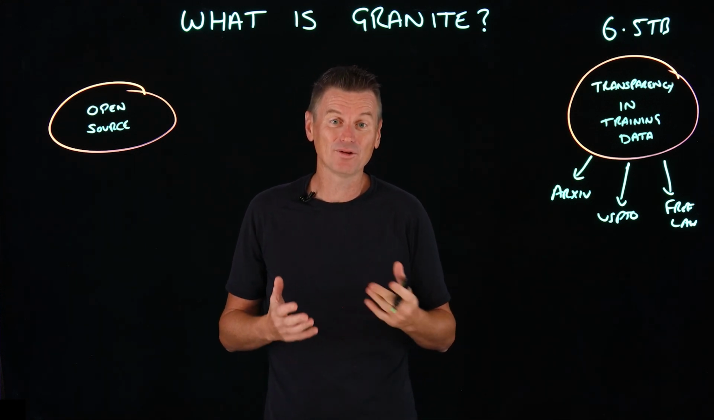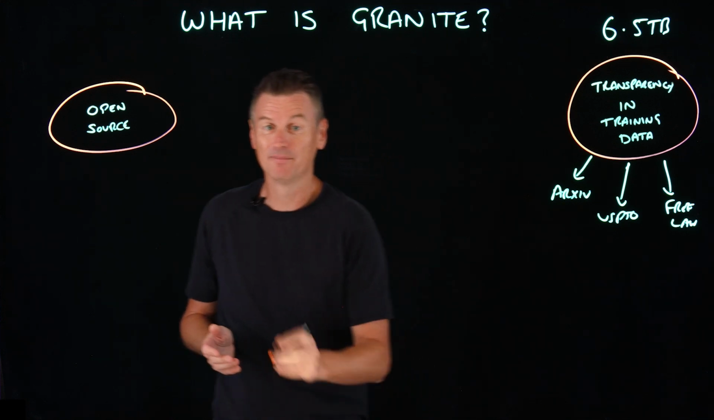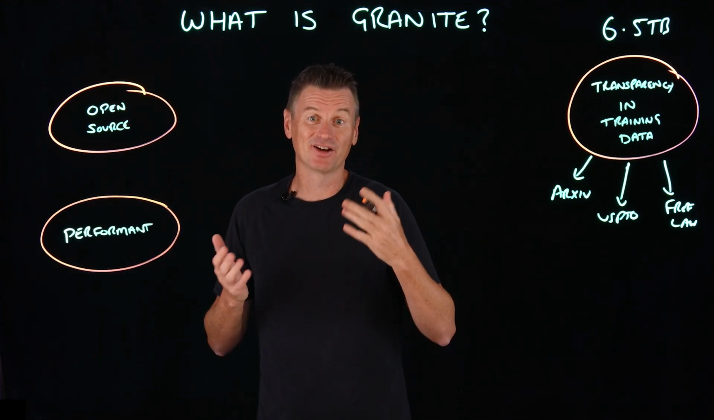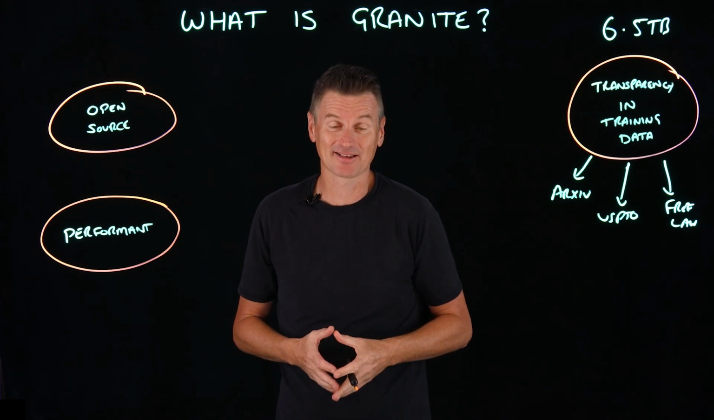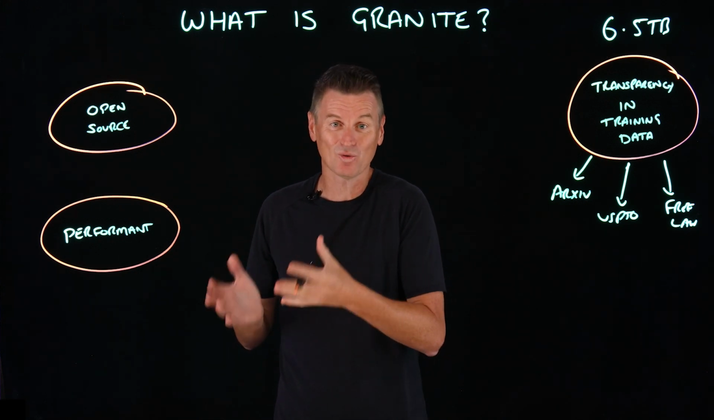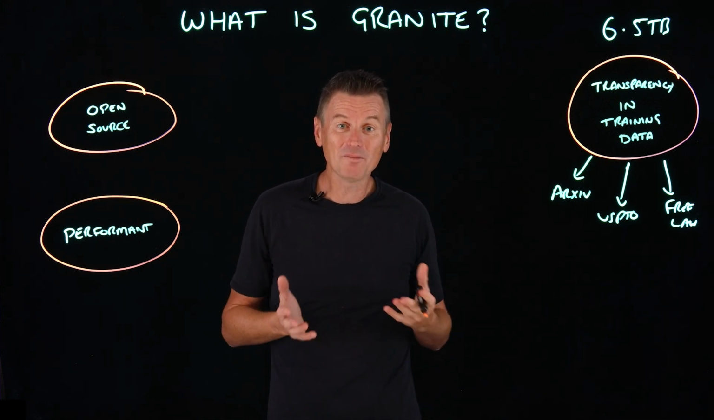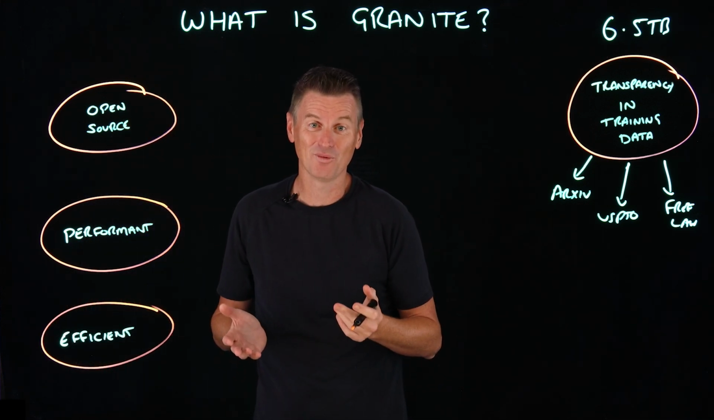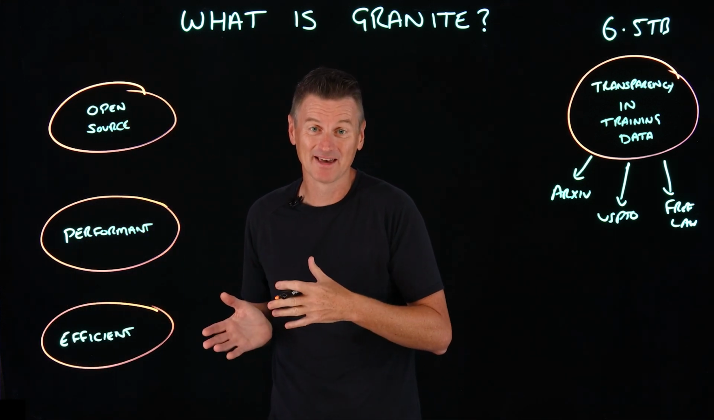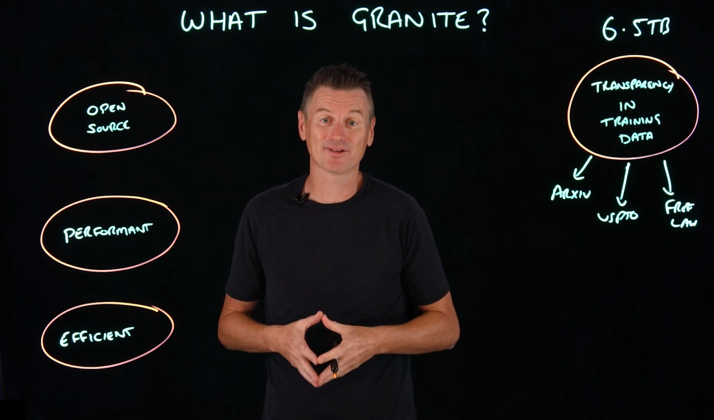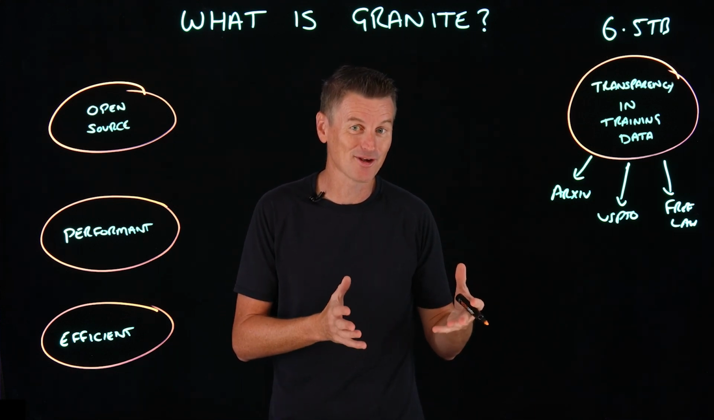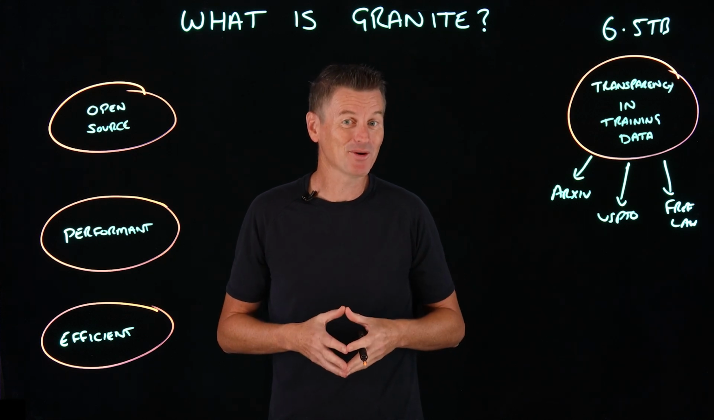The Granite models have also been designed to be performant, especially in areas of coding and language tasks, outperforming some models that are actually twice their size. And smaller models also mean they're more efficient with less compute requirement and a lower cost of inferencing. Now, I keep mentioning the Granite models, plural, so which models are we talking about?